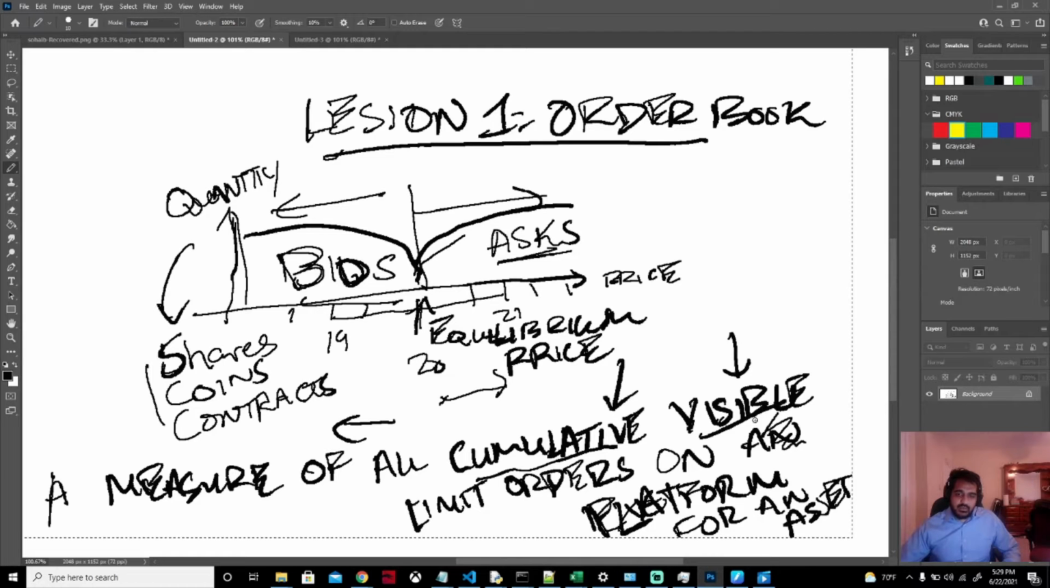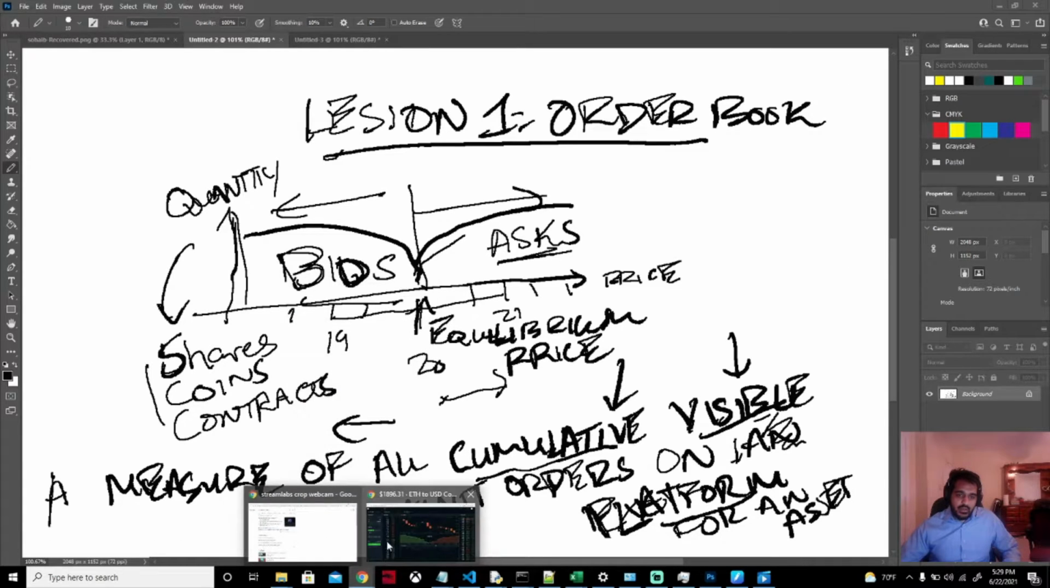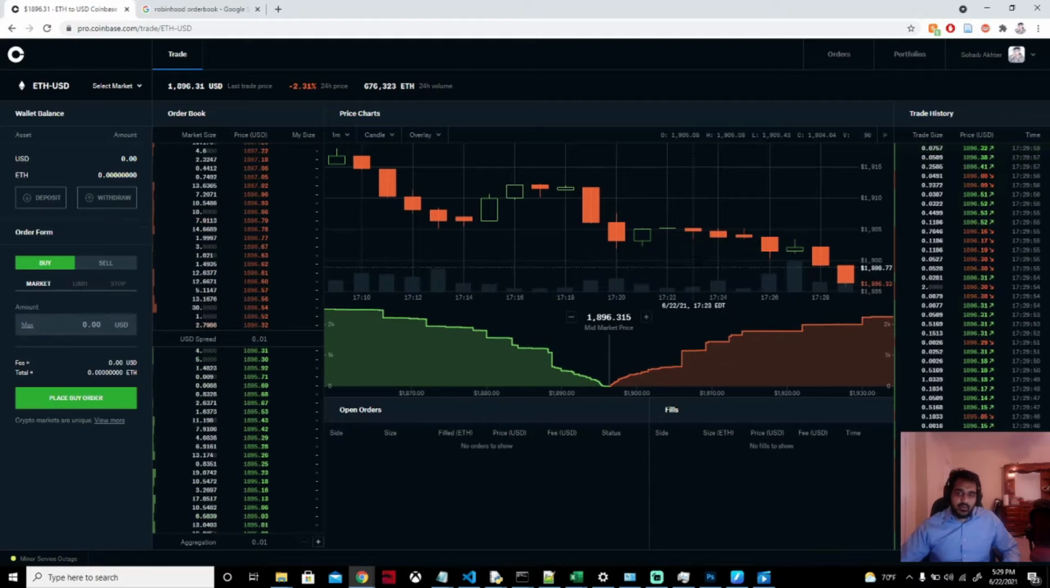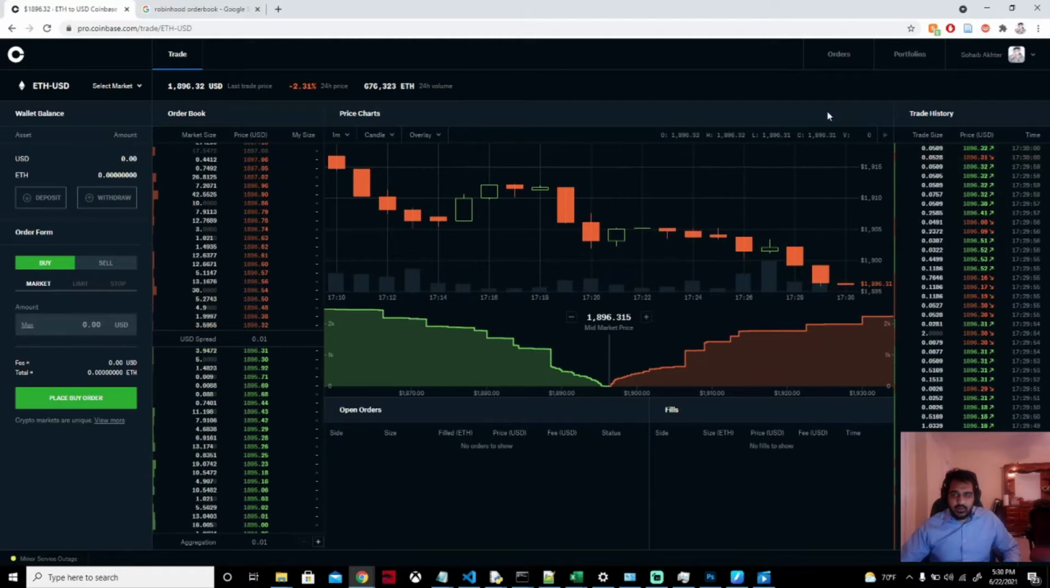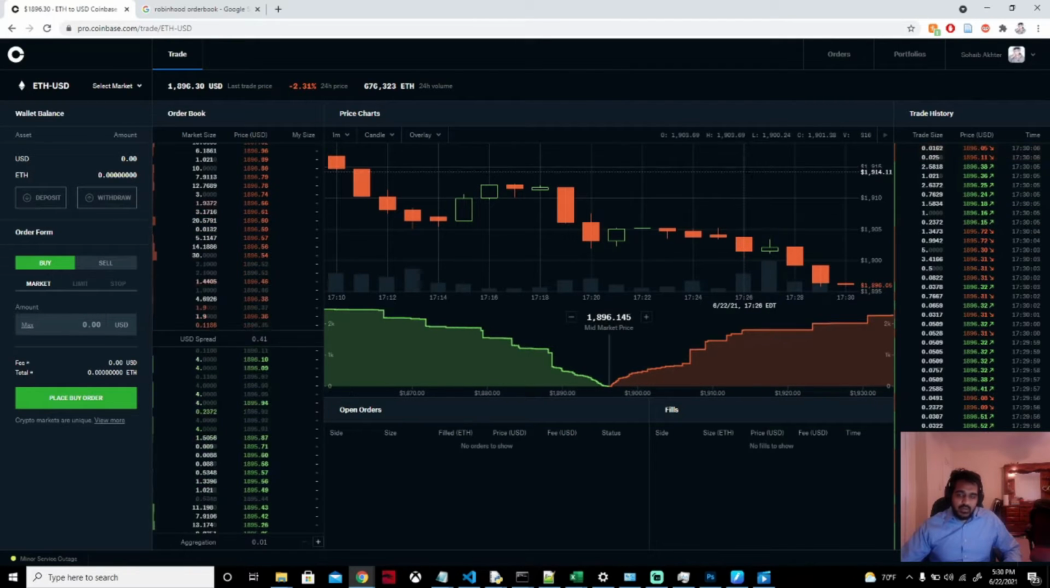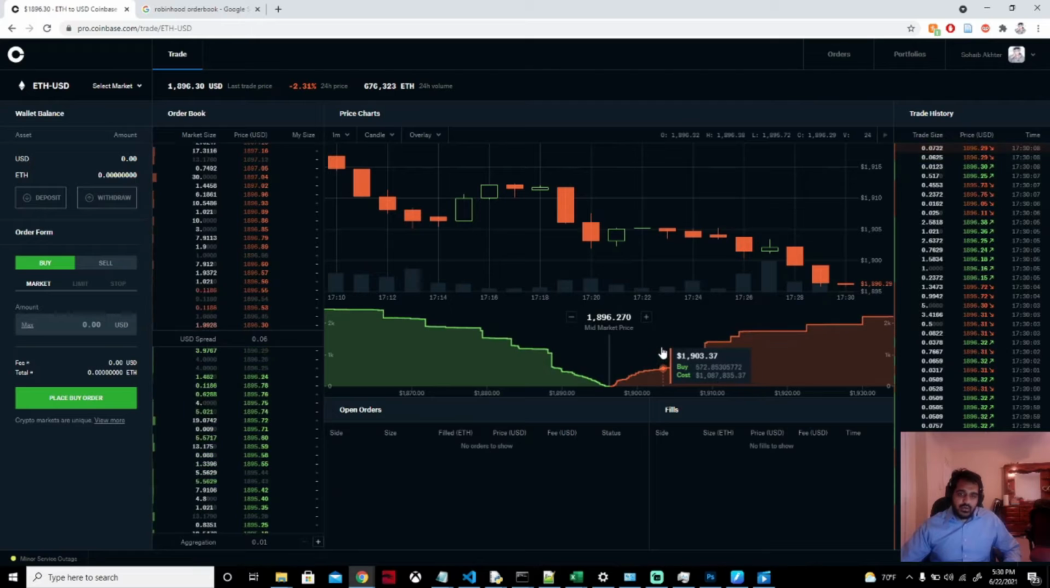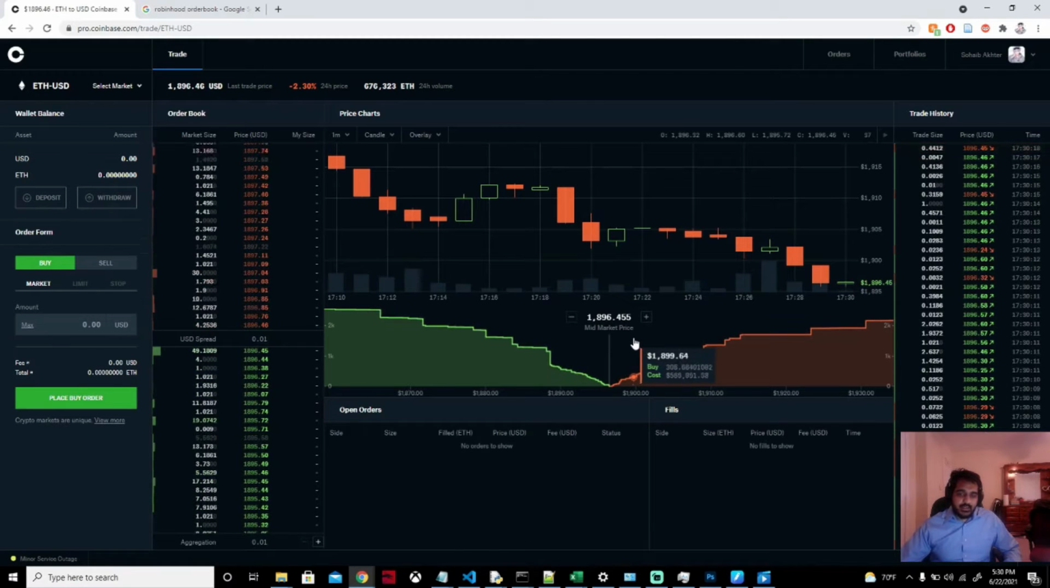Visible. What does visible mean? Well, it's the same thing with the platform. The platform can only show you what's on its platform. Coinbase cannot show you the order book per se for Binance, because they might not have their information public. They might have their own data that they're running. And so this can only show you what's running on Coinbase, not on any type of other exchange. So that is limited by that platform.